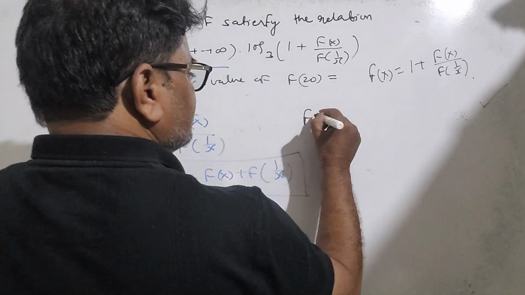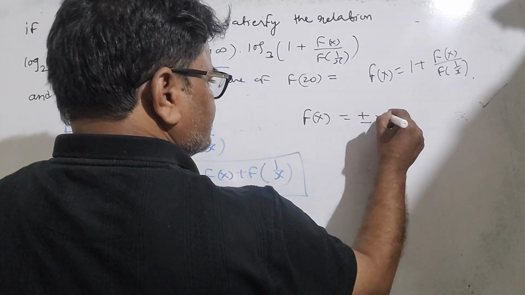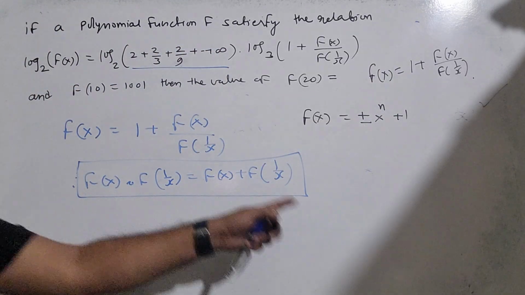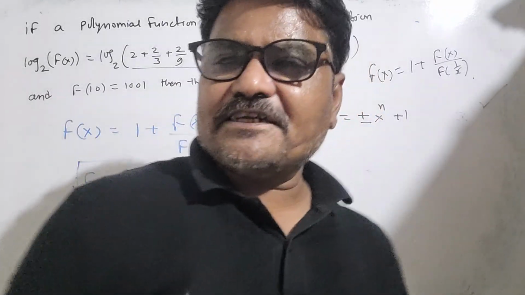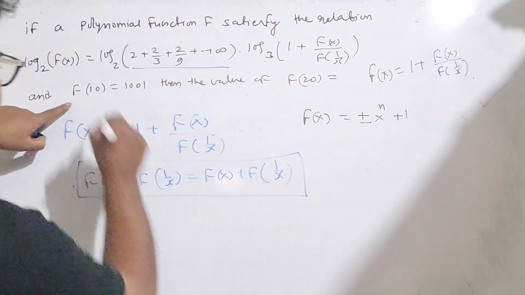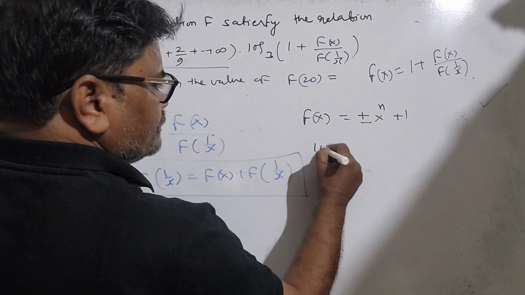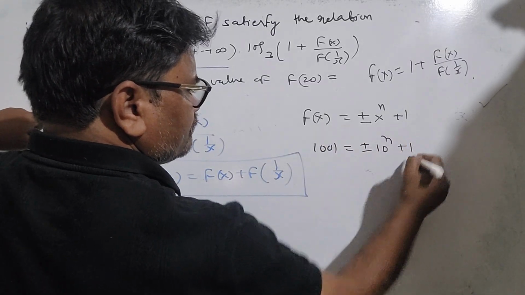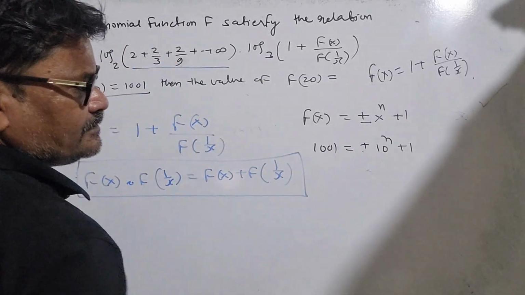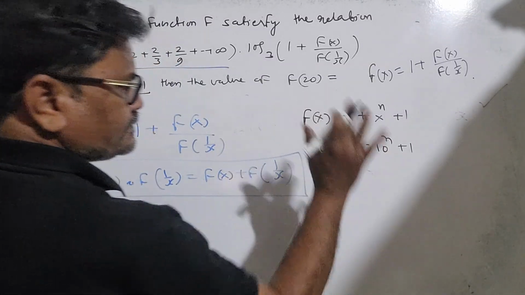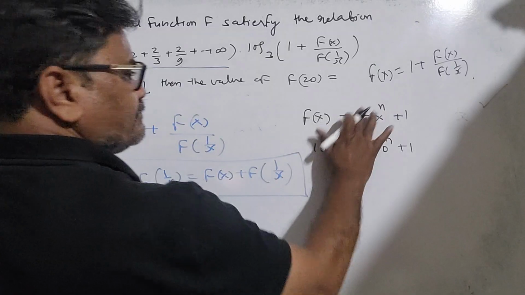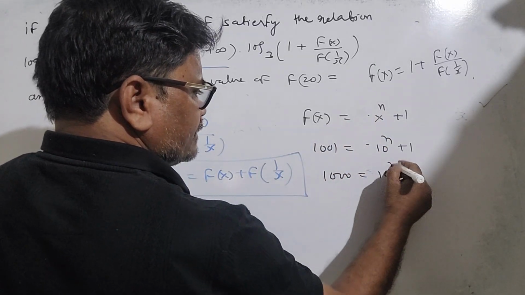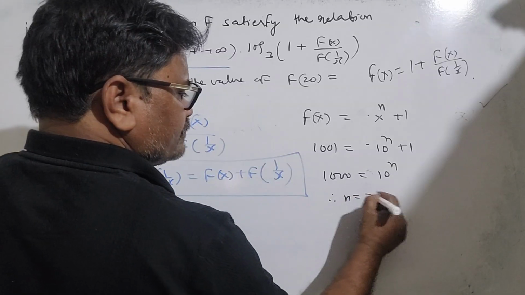f(x) is plus or minus x to the power n plus 1. This is the standard result for this functional equation. You have to find out n. Now it is given that f(10) equal to 1001. x is 10, plus or minus 10 to the power n plus 1. So therefore this should be plus. So finally we are having plus x to the power n plus 1, correct? So this is 1000 equal to 10 to the power n, this gives n equal to 3.